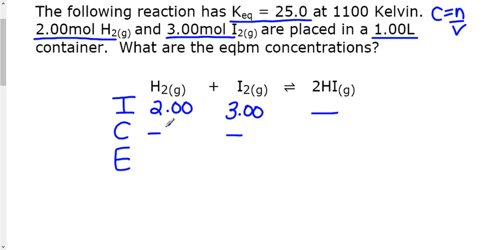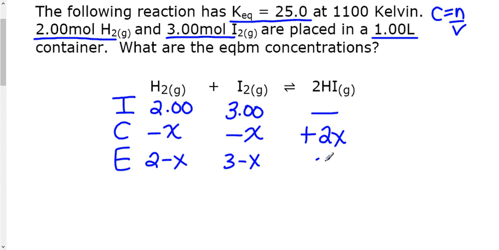1 mole of hydrogen, 1x. 1 mole of iodine, 1x. We're going to produce some product or gain product. So the sign here is positive, but what's different from the previous example, we have a coefficient of 2. That means 2x. That's our mole ratio part if we're comparing to grade 11. Then for the equilibrium concentration, we're combining the first two. So 2 minus x, 3 minus x, and then just 2x.